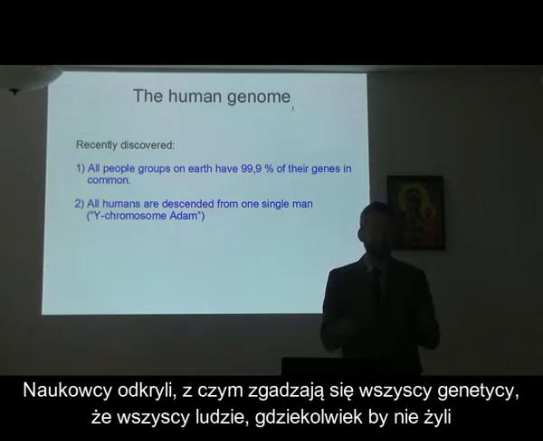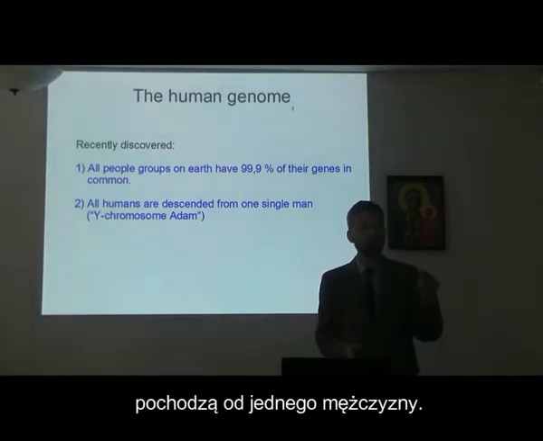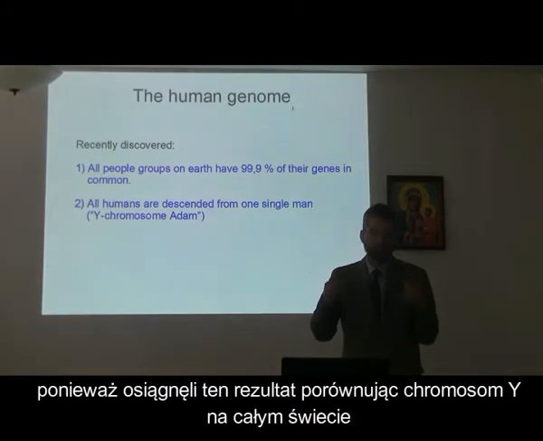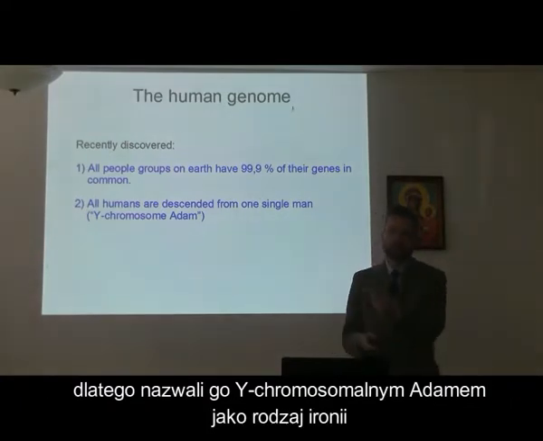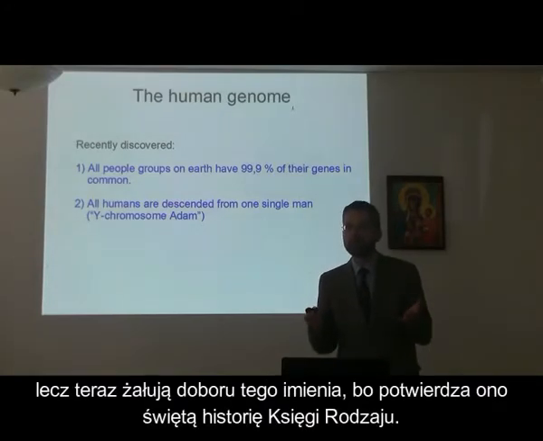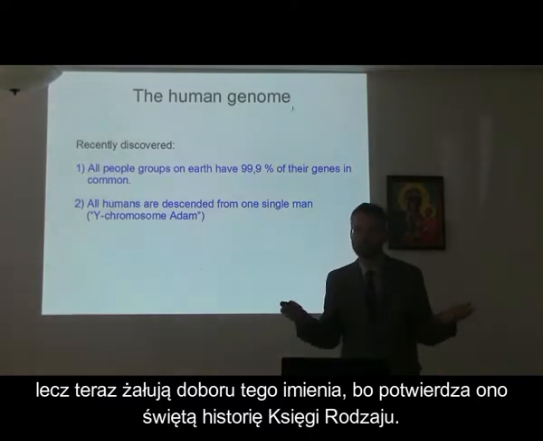Scientists found, and all geneticists now agree, that all human beings, wherever they live on Earth, are descended from one single man. This was called by evolutionists the so-called Y chromosome Adam, because they achieved this result by comparing the Y chromosomes everywhere in the world. And that's why they gave it the name Y chromosome Adam, as a sort of irony. But now they regret this choice of name, because it confirms the sacred history of Genesis, of course.